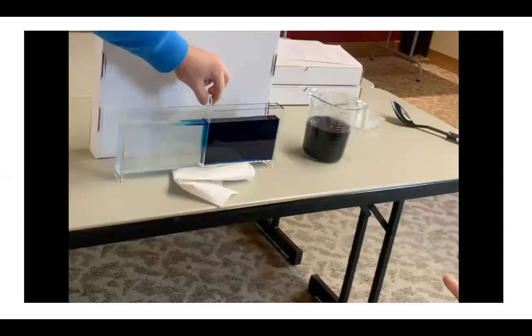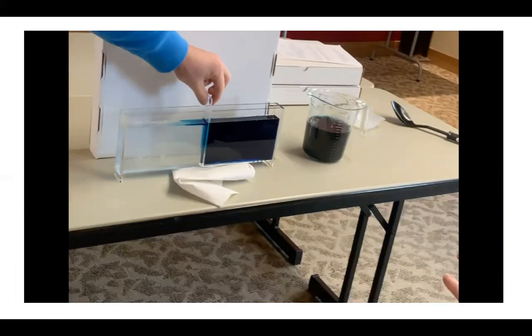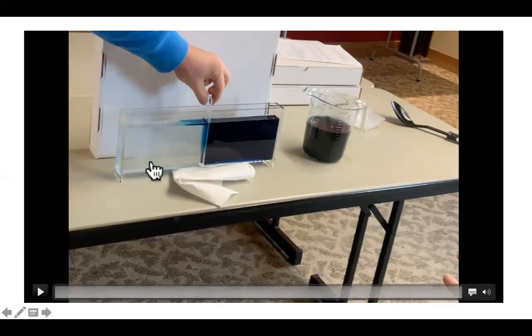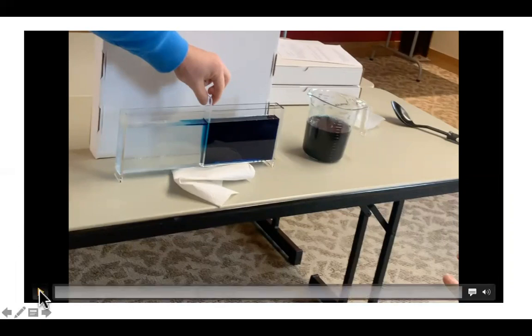Okay, so here is the next experiment. It's actually backwards from the way I drew it on the previous slide, but the dark area is the fresh water, sorry, and then the light area is the really salty water. So again, we're going to watch it once, and then we'll replay it and talk about a couple things.